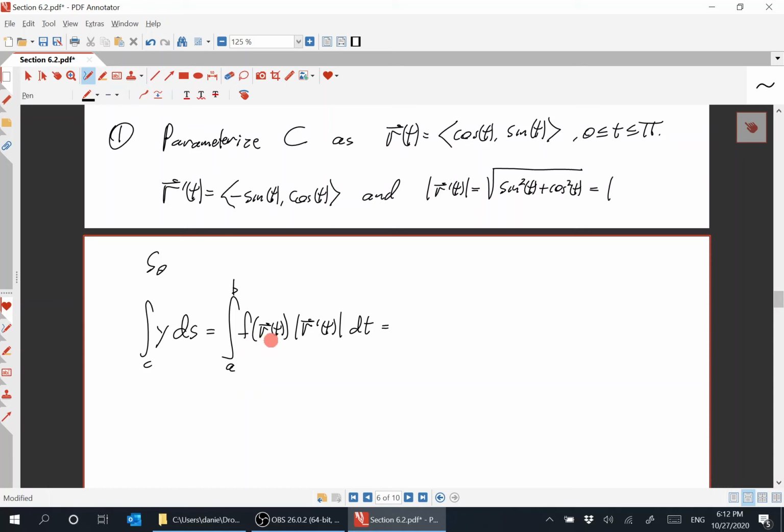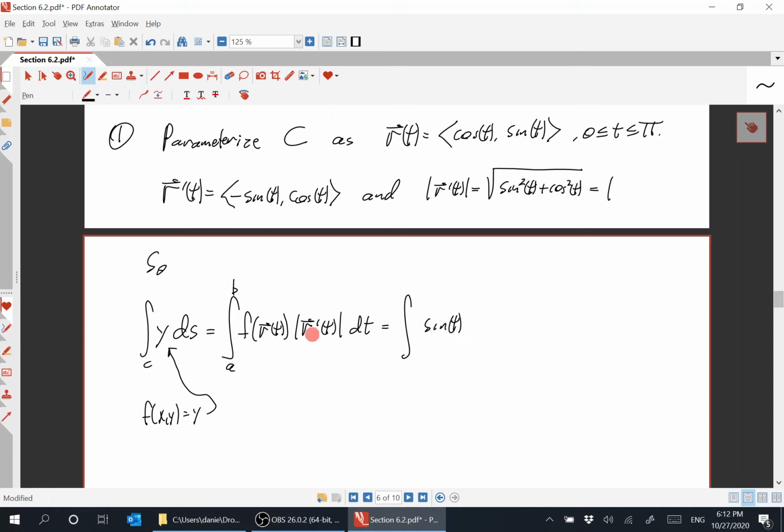So what is f of r of t? So r of t is x equals cosine t, y equals sine t. And then f(x,y), right, f(x,y) is just y. Right, so f of r of t, where x is cosine and y is sine, is just sine of t.